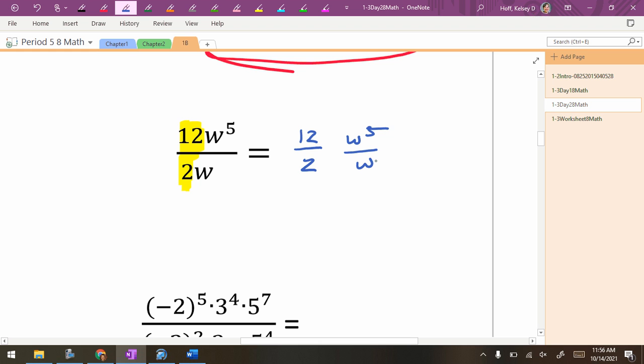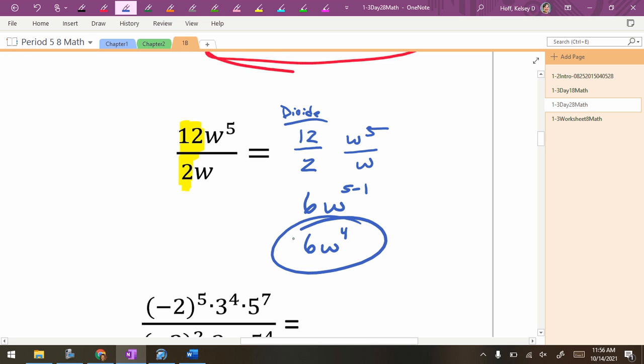Now, yesterday, when I put my coefficients out front, what did I do with them? I actually multiplied them. So guess what we're going to do today? You're actually going to divide them. They don't have an exponent, so they're just a standard number. What is 12 divided by 2? 6. Now we're dealing, W's have exponents. Keep your base. What's your base? W, your top exponent, minus 1. Final answer, 6W to the 4th power.